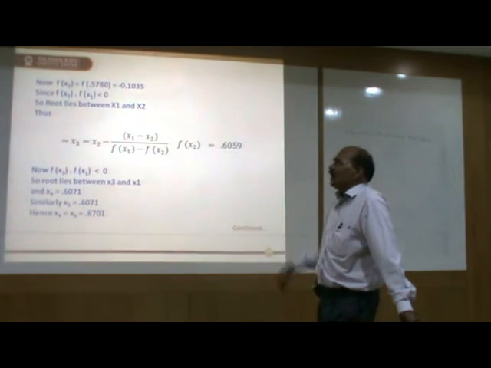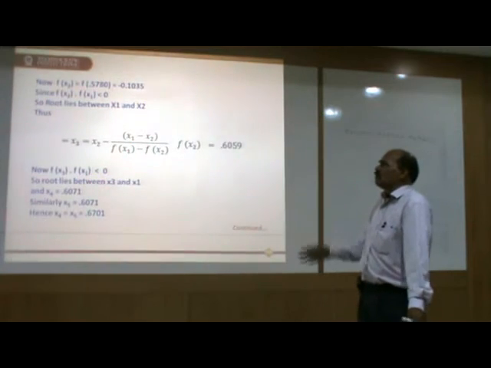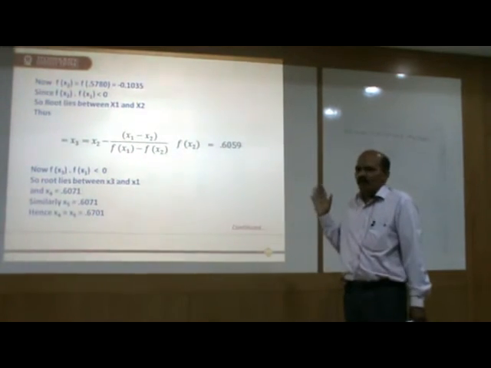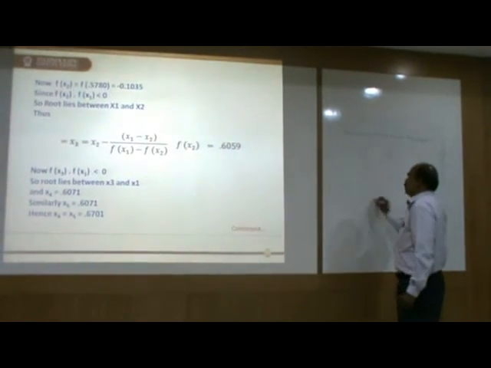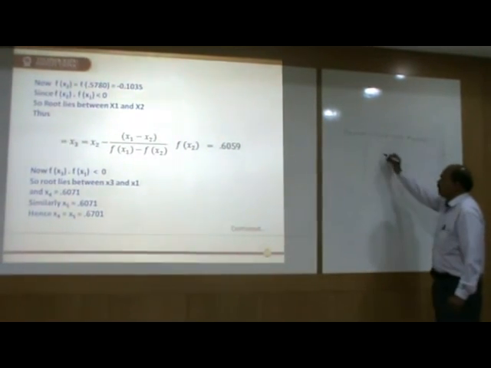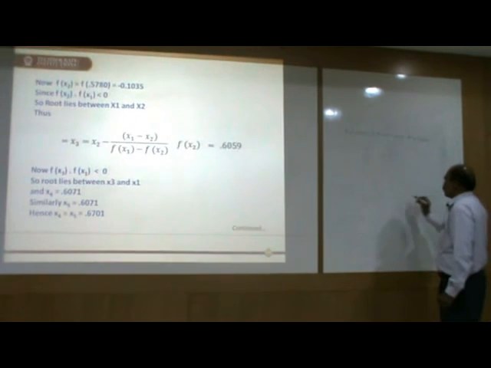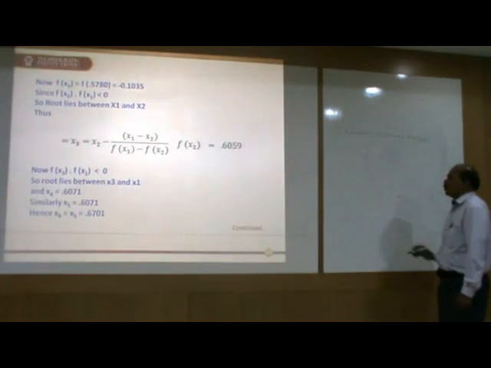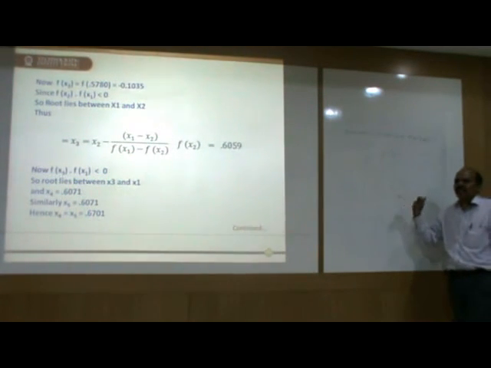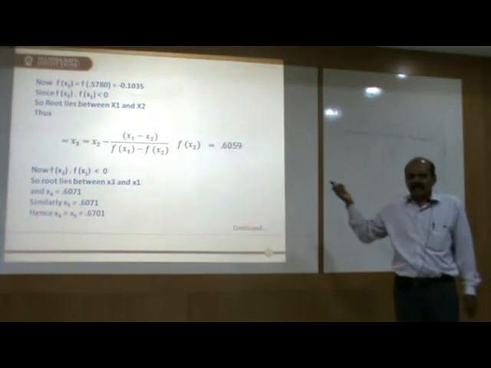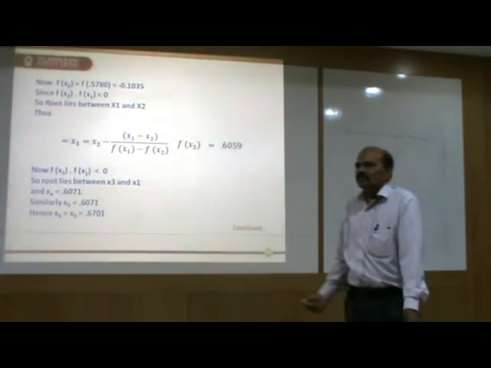One of the important points in this regula falsi method is that one of the points moves toward the solution and another point remains fixed. If this is the curve, this is one point, this is another point, and this is the position of the root, then one point will start moving toward the root and the other point will remain fixed, as I have shown in the PowerPoint presentation.